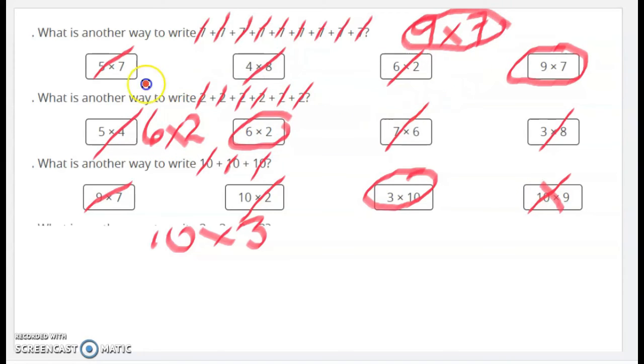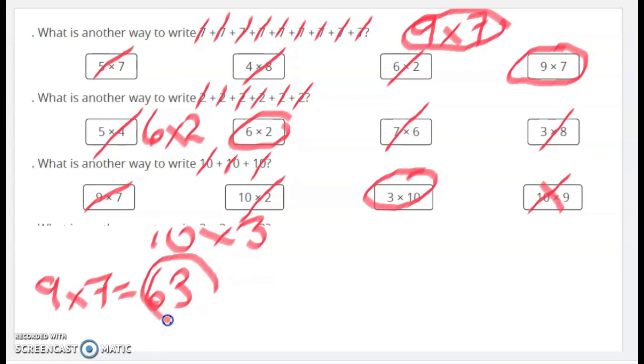Now let's find the product of each of these equations. 9 times 7. We got here 9 times 7 is 63. If you know your 9 times tables or your 7 times table, it would be easy for you to find that product. So what about 6 times 2?